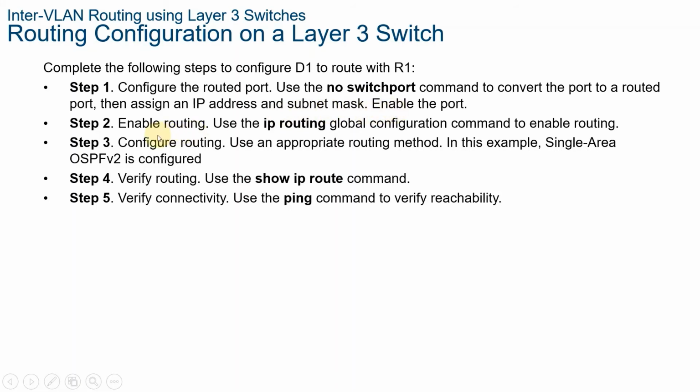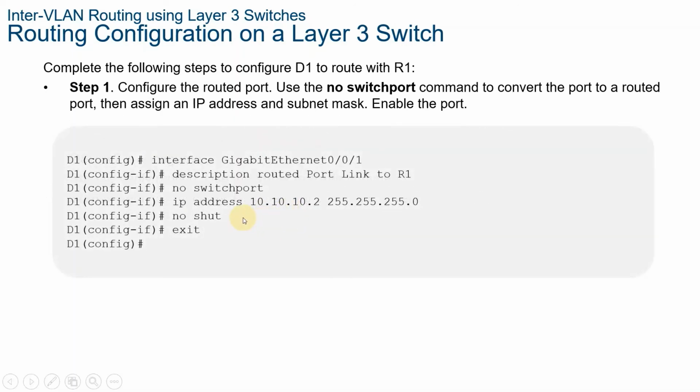Second, enable routing. Use the ip routing global configuration command to enable routing. Third, configure routing. Use an appropriate routing method. In this example, we will be using the single area OSPF version 2 configuration. Fourth, verify routing. How? Show ip route, and then afterwards, verify the connectivity with ping. So let's get into the detail.